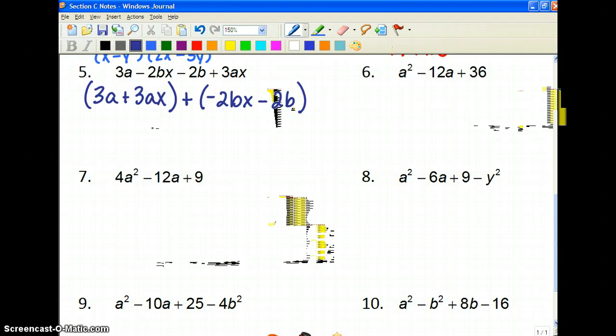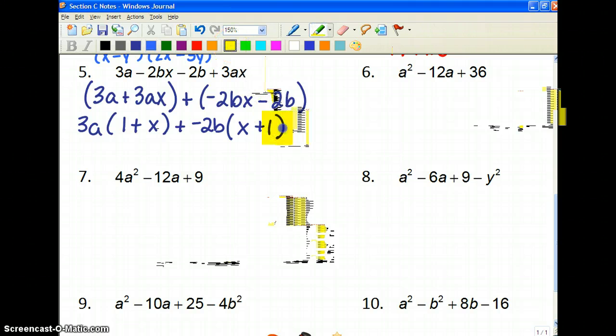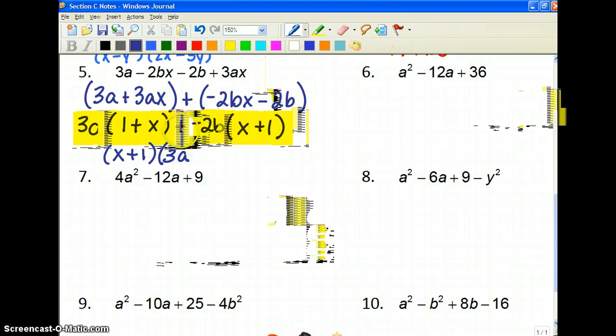Take out 3a. What's left? 1 plus x. Take out negative 2b. What's left? X plus 1. All right, so now we've got the two terms. Do they have matching parentheses? Yes, this one's just written backwards. So take out your x plus 1, because that's how we normally would write it. What's left? 3a, and this could be written as negative 2b.